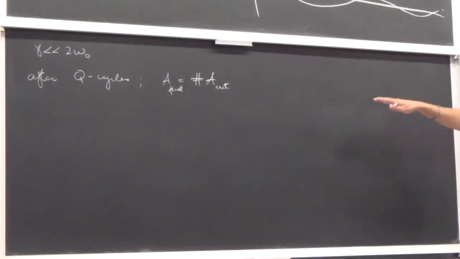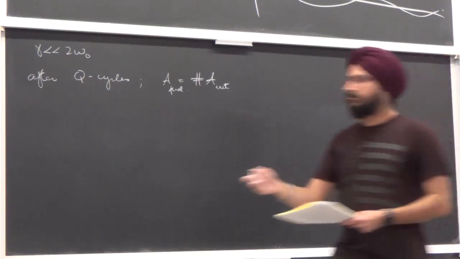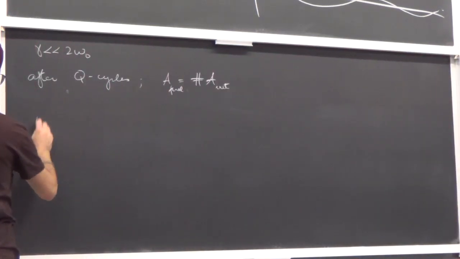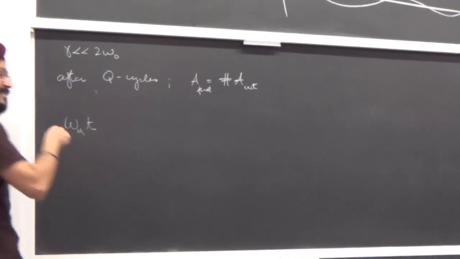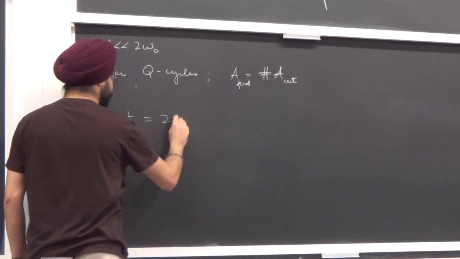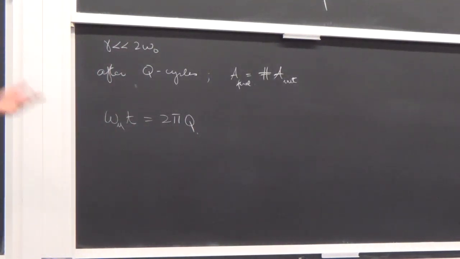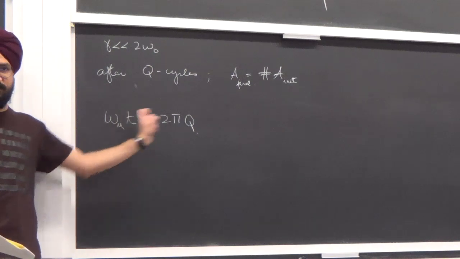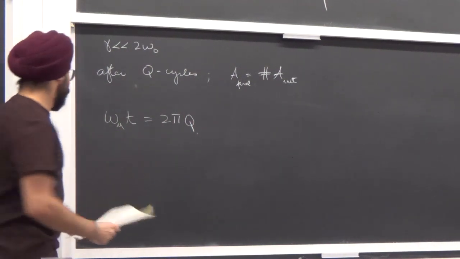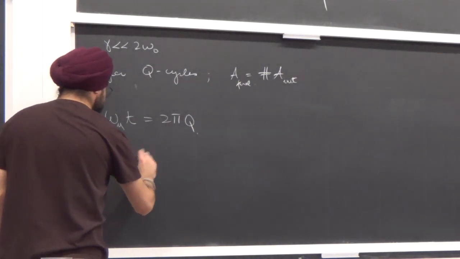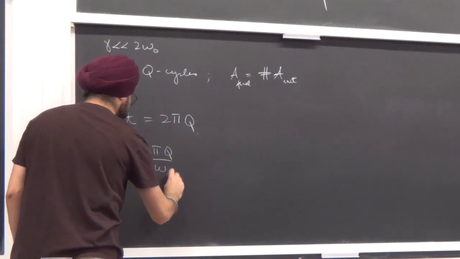So, how much time does it take for Q cycles? For Q cycles, omega_d, the frequency of oscillation, times that time will equal 2 pi Q. So for Q cycles, it takes time t connected by this. You all see this? Okay? So the time taken is just 2 pi Q over omega_d.